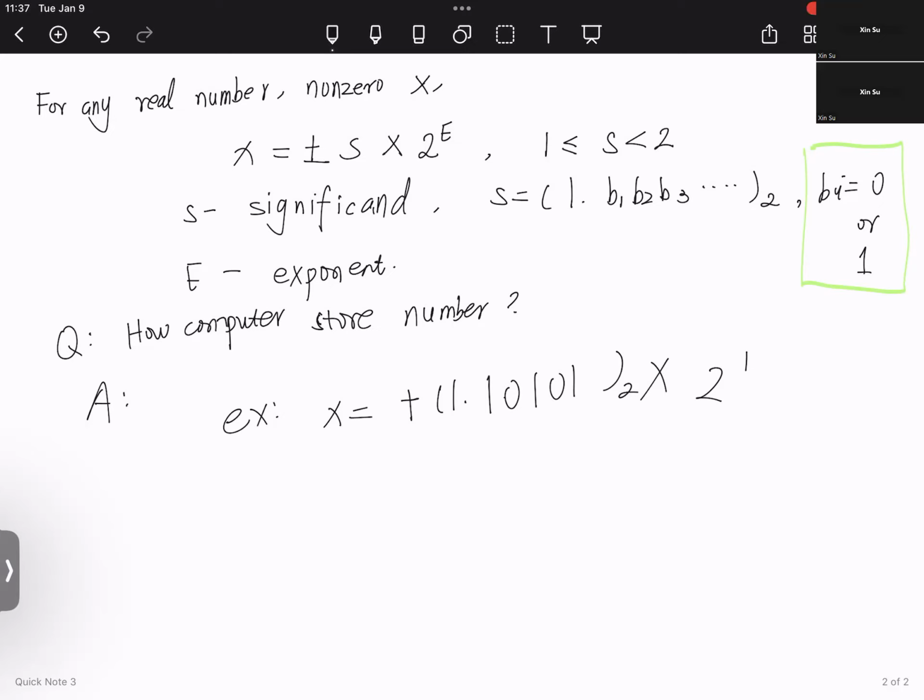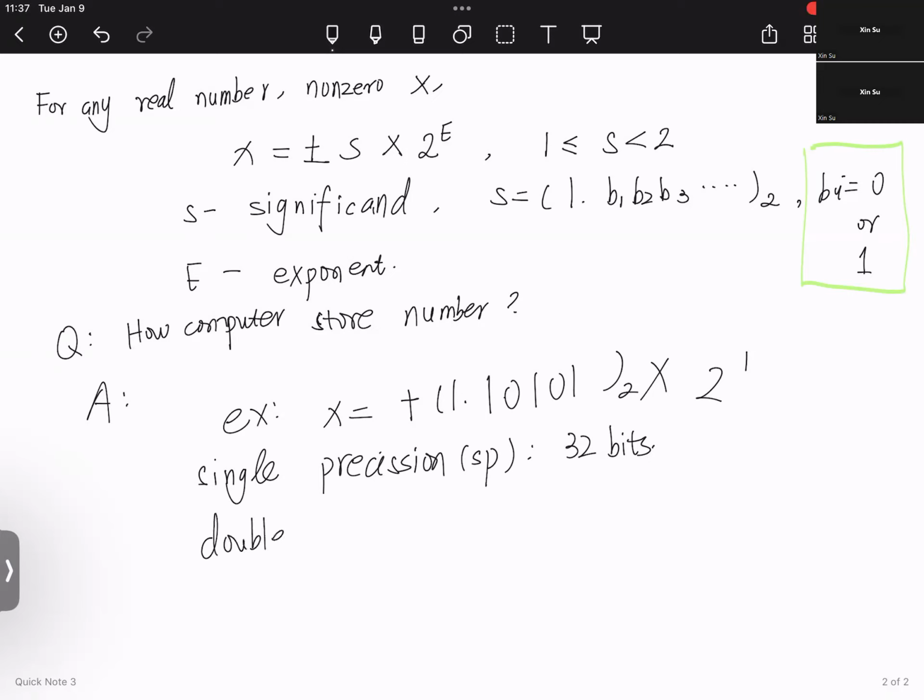And this is how the computer stores the number. Maybe you have already heard about this. This is single precision, which means the computer has 32 bits to store one number. And then what about double precision?